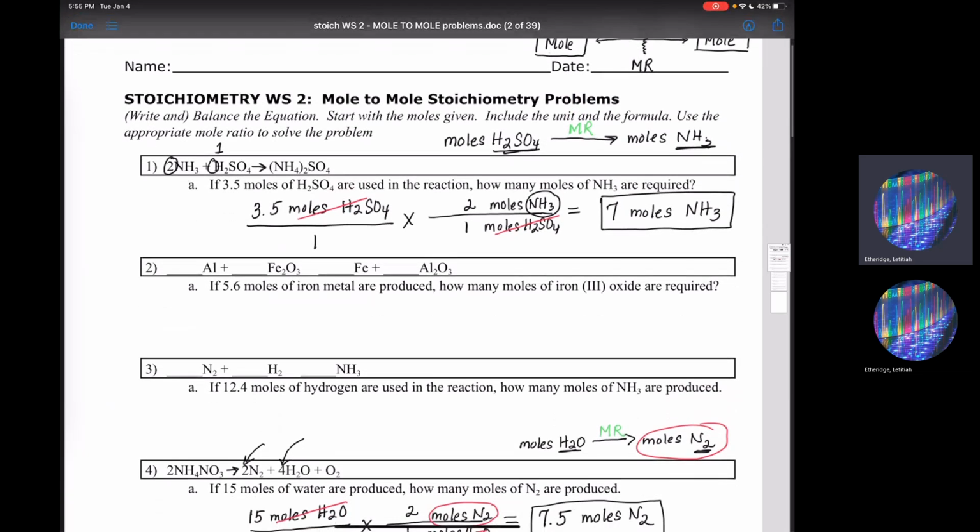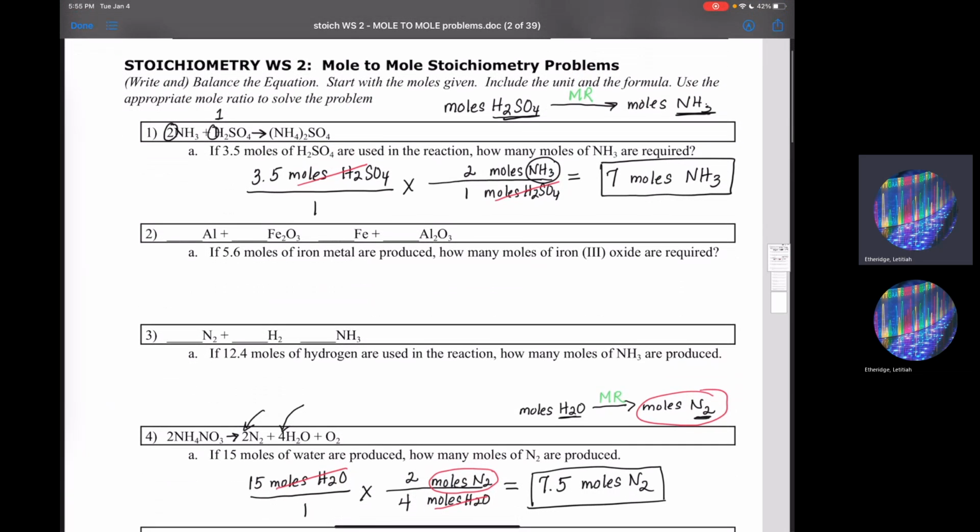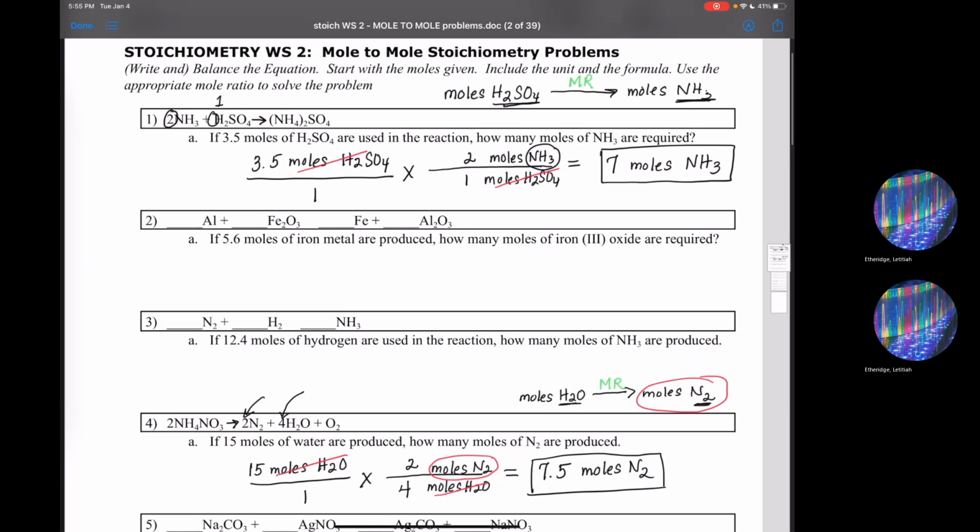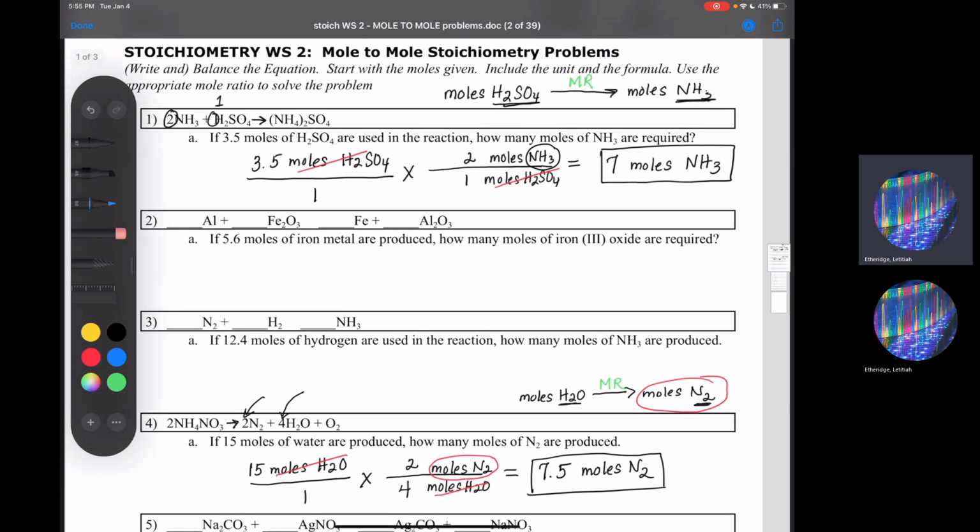Okay. Let's deal with number 2. Okay, so for number 2, we have an added step. We actually have to balance the equation. So if we take a look, wait, hold on. Let me fix my formatting problem and put in my arrow. I have 2 iron on one side. I have 1 iron on the other. That means I need a 2 here.